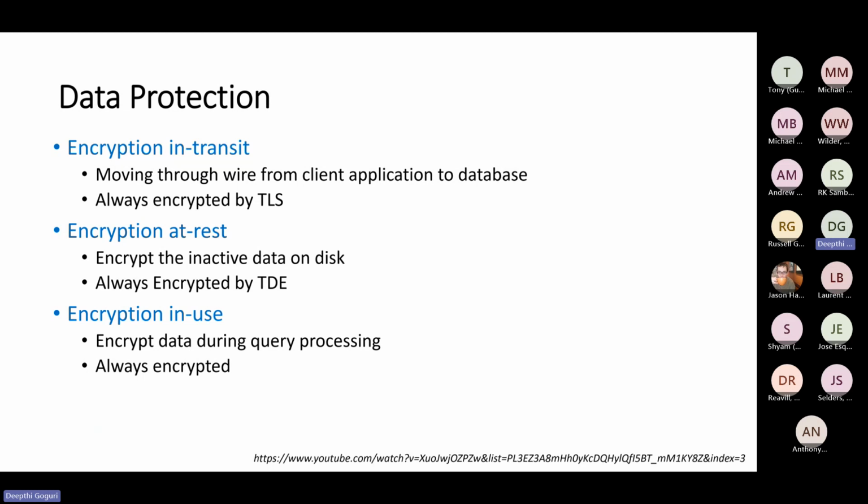This encryption in transit happens through Transport Layer Security, which we are going to talk about in the coming slide. And we have encryption at rest. It's all about the files, like the database files and backup files. Are they being encrypted? Because these are on the drives, we need to make sure these are encrypted, and they are encrypted by default. These are always encrypted by Transparent Data Encryption.